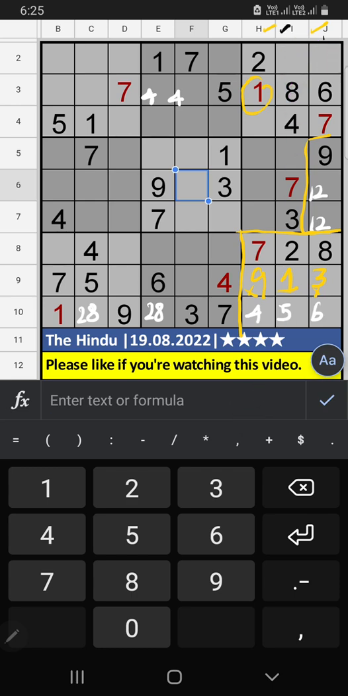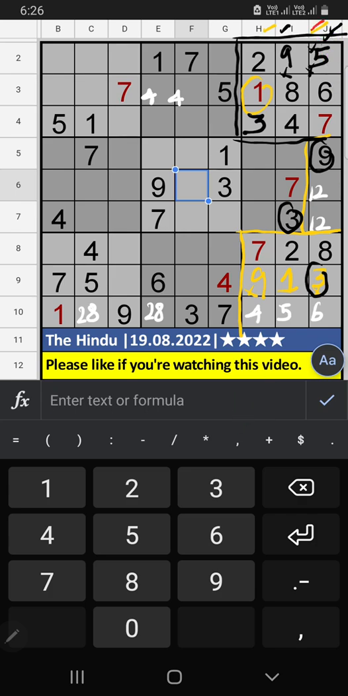Column I, column J, we have 3. So 3 can't come in these cells. Then 3 is confirmed here. Third grade, only 2 numbers are remaining, 5 and 9. It will come in one of the 2 cells. Column J, we already have 9. So 9 can't come in this cell. 9 is confirmed here. Then 5 is here.